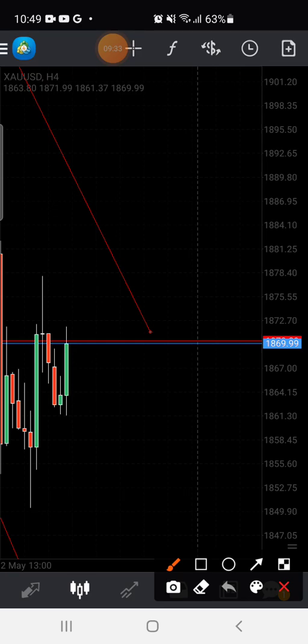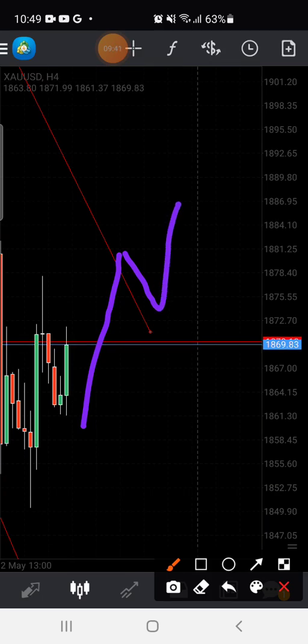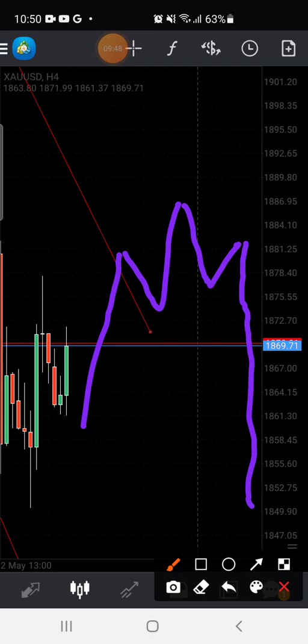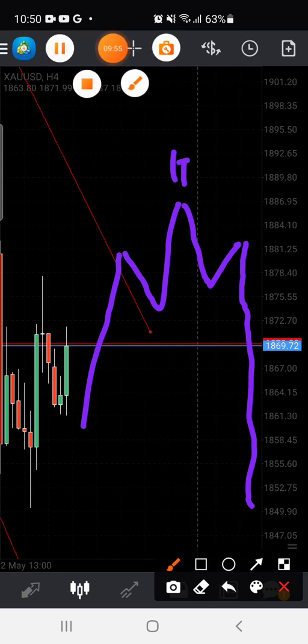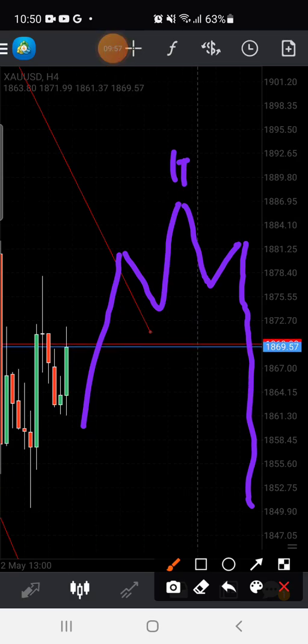Let's say you have the price coming up this way. The price retraces back again and maybe spikes up to this point, comes back again, and at this point the price is going to do this. So this is going to be the head.